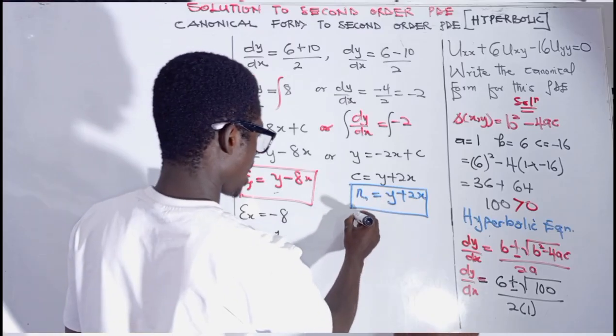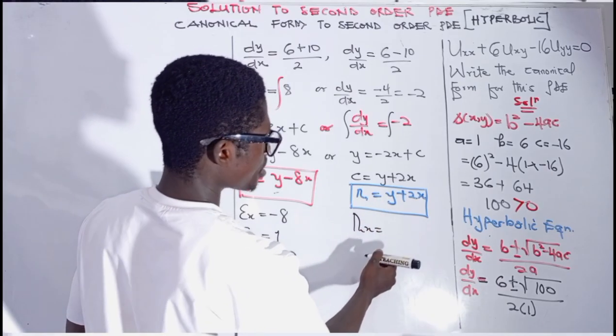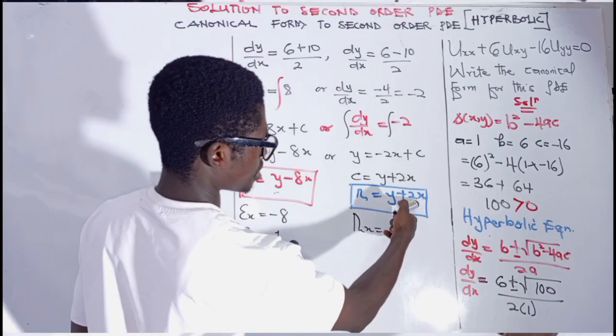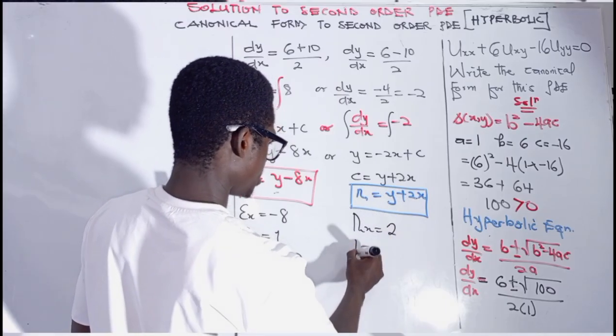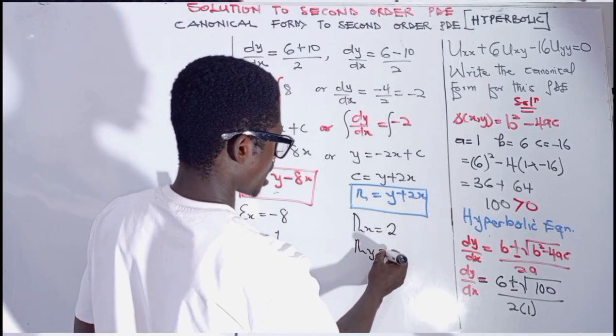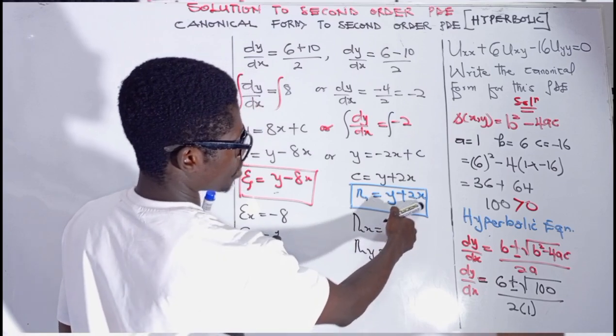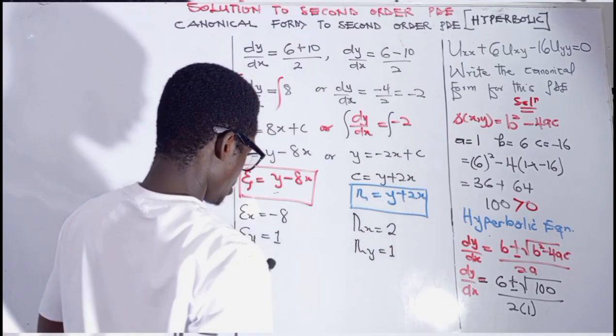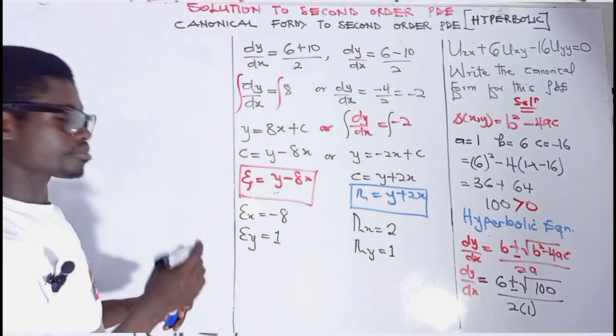Then we move on to eta x. When we differentiate this eta with respect to x, this will give us 0, this will give us 2. We differentiate eta with respect to y. Any x term becomes a constant, so this gives us 0 and this gives us what? 1.